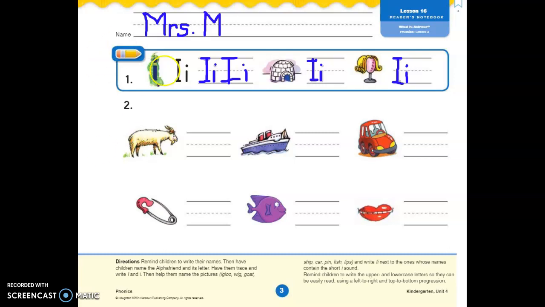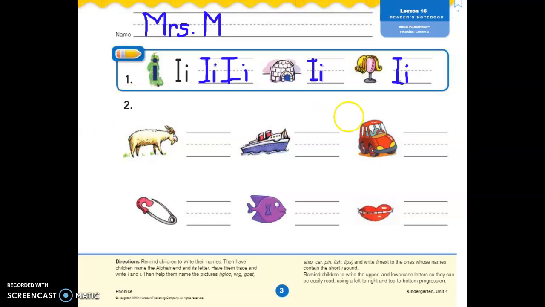Before we do that, does anyone remember what's his name for I on the alpha friend? Iggy the iguana. Good job. We are going to look at these pictures. We're going to name the pictures, and if it has an I in the beginning, middle, or end, we are going to put an I on the line next to the ones whose names contain the short I sound. And short I sound is I, right? I, dot it, I. I want you to write the upper and lowercase so that you can easily read it.